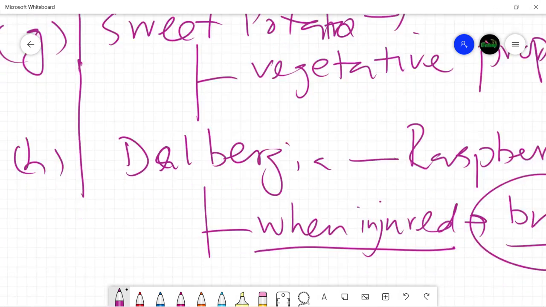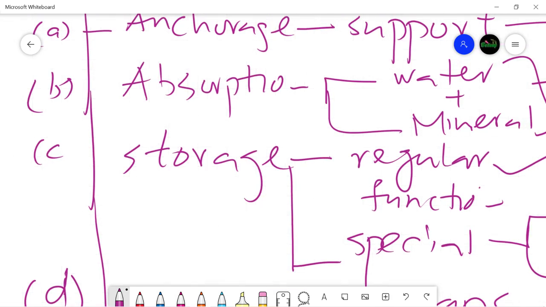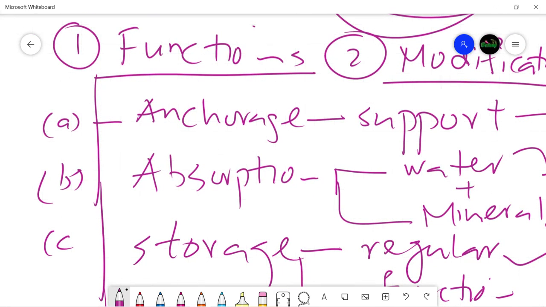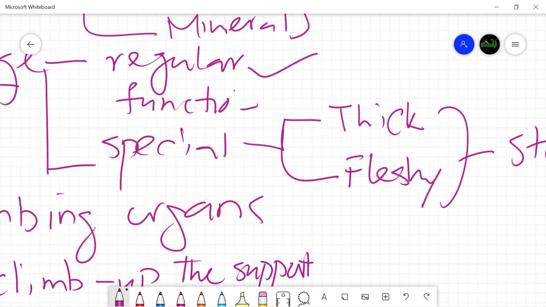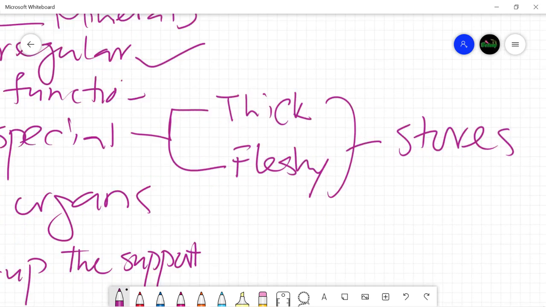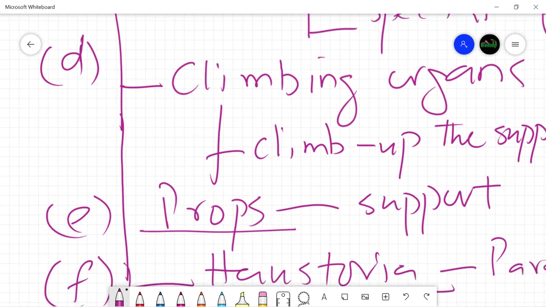So these were the functions of the roots. The regular functions are anchorage, support and absorption, and also main roots or the tap roots act as a storage organ in normal conditions. And when they become thick and fleshy, it becomes their special function, and they store up food and act as a storage organ.